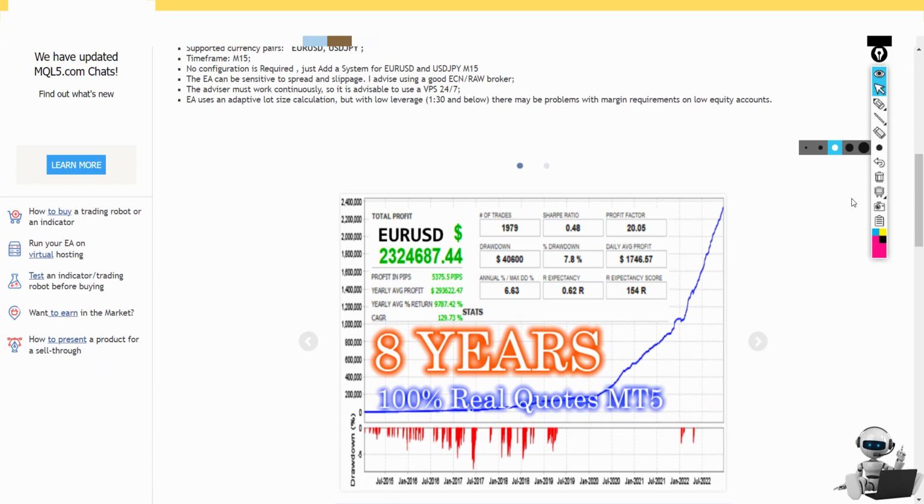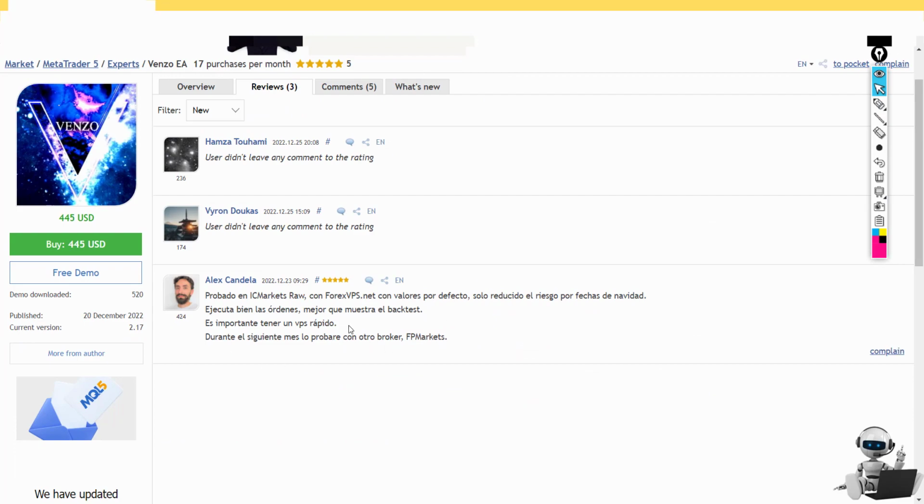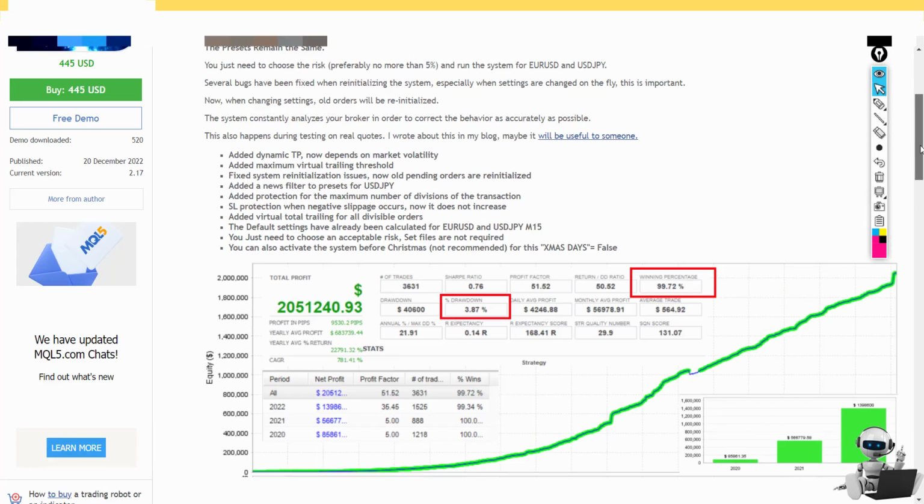So this is the backtest for this EA. I believe you can see that over 8 years it made this amount of money with a 7% drawdown. We are not sure since it is not a live result. A backtest is not equal to a live result, so I will not be depending on these pictures. For the reviews, we have only one review, which is good, positive. For the comments, we don't have much information, but he is updating and communicating with his customers.